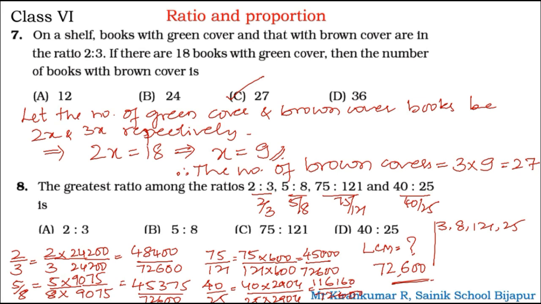Observe the numerators. The larger numerator will have the greatest value. Here, this particular one, let me highlight this. This has more digits, 1,16,160. Therefore, this particular fraction is larger. It means this ratio is larger. So 40 is to 25 is the correct answer for this question.